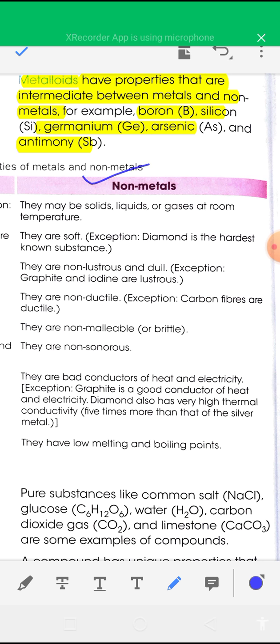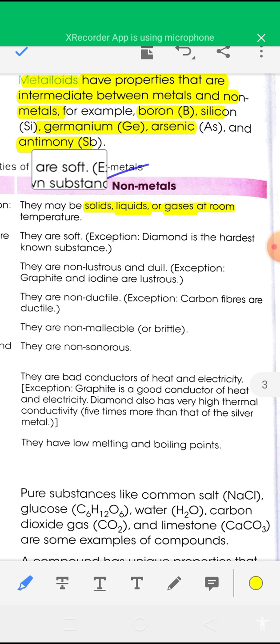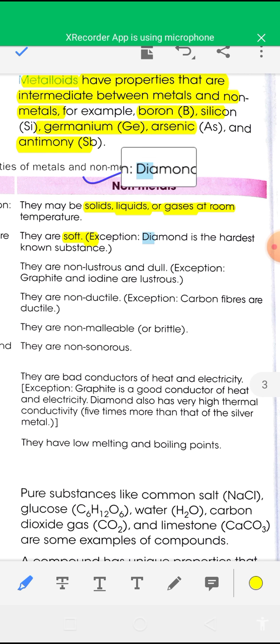You know that non-metals are generally gases or liquids, but sometimes they are also solids. So non-metals may be solid, liquid or gases at room temperature. Most non-metals are gaseous or liquid, and non-metals are soft. There are some exceptions also. Diamond is a non-metal, graphite is a non-metal, but they are hard.